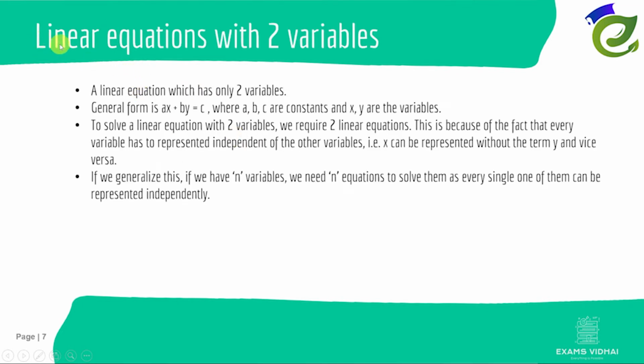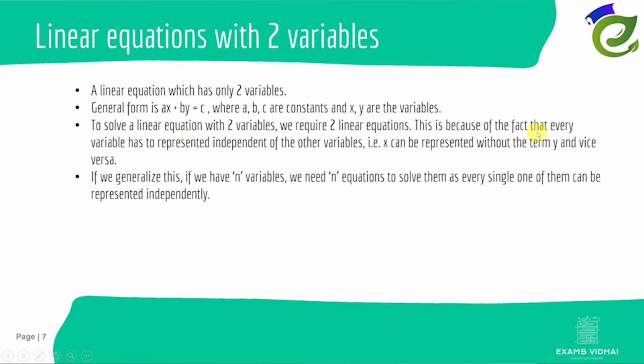Now we'll see linear equation with two variables. A linear equation which has only two variables is called a linear equation with two variables. Yes, that's the definition. It must have exactly two variables. The general form is ax plus by is equal to c, where a, b, c are constants and x and y are the variables. x and y form two variables. So it's a linear equation with two variables. Now how to solve them? To solve any linear equation with two variables, we require two linear equations.